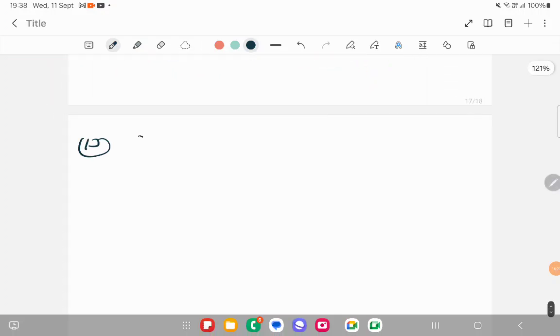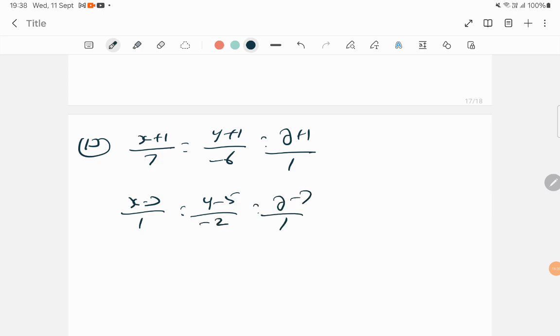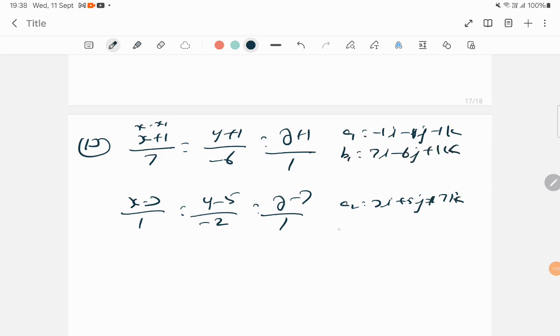13th question. They've given it in Cartesian format. y plus 1 by minus 6 is equal to z plus 1 by 1, and the next equation is x minus 3 by 1 is equal to y minus 5 by minus 2 is equal to z minus 7 by 1. What is A1? It's minus 1i, minus 1j, minus 1k, because it has to be x minus x1. What is A2? 3i plus 5j plus 7k. What is B1? 7i minus 6j plus 1k, the denominators. What is B2? 1i minus 2j plus 1k.